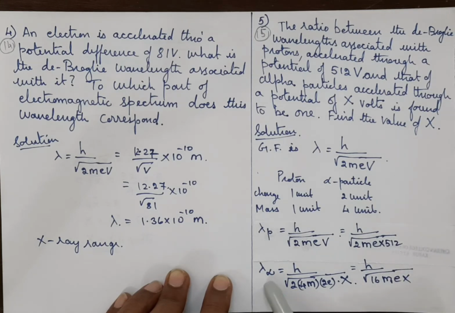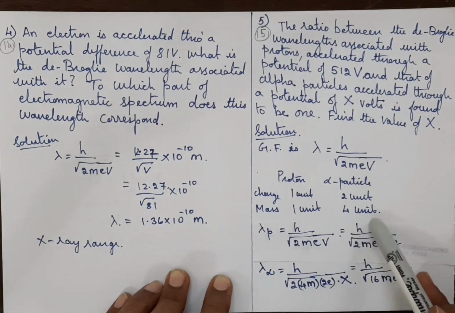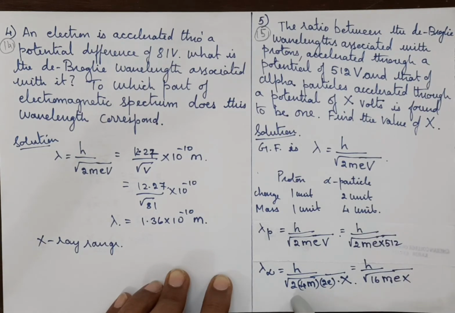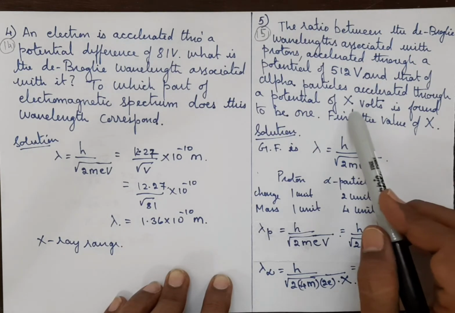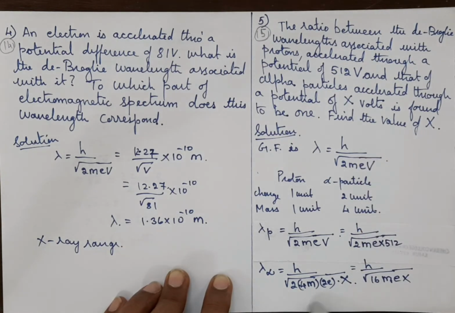Now we go with lambda alpha. For the alpha particle, the charge is 2 units and the mass is 4 units. Therefore h by root of 2 into 4 units of mass and 2 units of charge, and we don't know the value of the applied voltage. So we put it as x here. In the problem it is also given as x volts. Therefore h by, multiplying 4 into 2 into 2 is 16, root of 16 m e x.